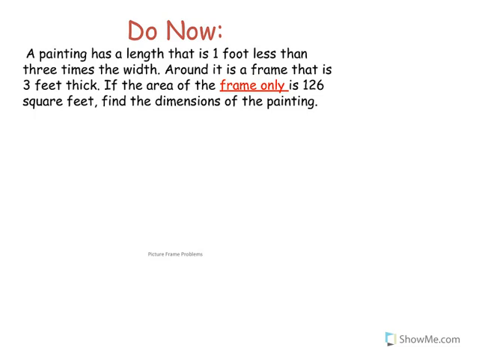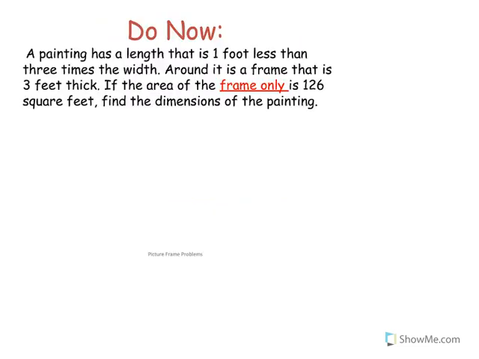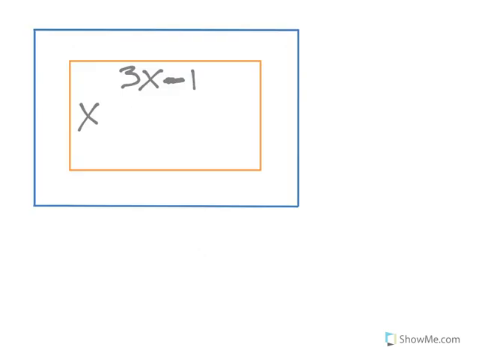So this first one says a painting has a length that's 1 foot less than 3 times the width. Okay, so if we're going to call the width x, then 1 foot less than 3 times the width would be 3x minus 1. And it says around it is a frame that is 3 feet thick, right? So we know on all sides that this is going to be 3 feet. And again, guys, I don't need to necessarily draw every corner, but I think for some of us the consistency probably helps.